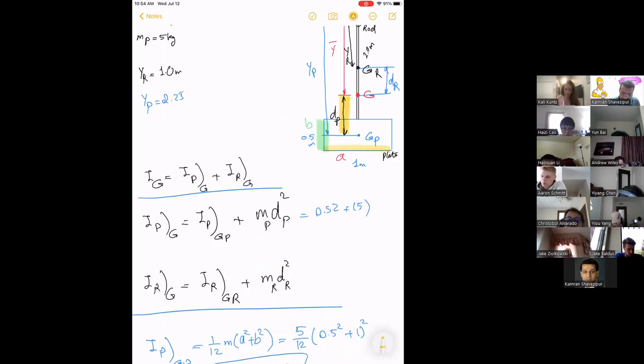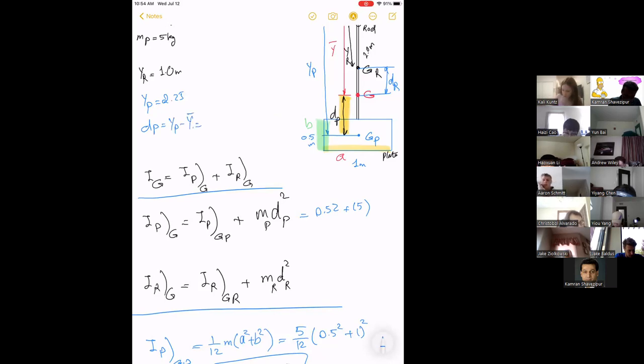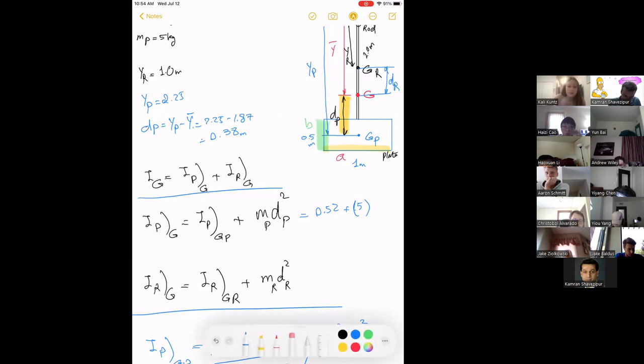Remember? YP minus Y bar. YP minus Y bar, which is going to be, I'm going to write it here. DP, which is YP minus Y bar, is going to be 2.25 minus 1.78, right? I think the Y bar was 1.78. Oh, 1.78, okay, sorry.